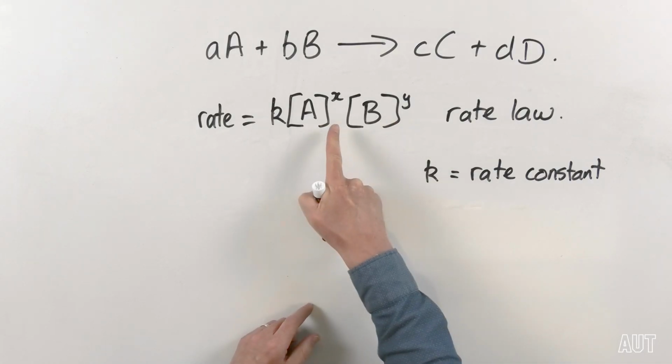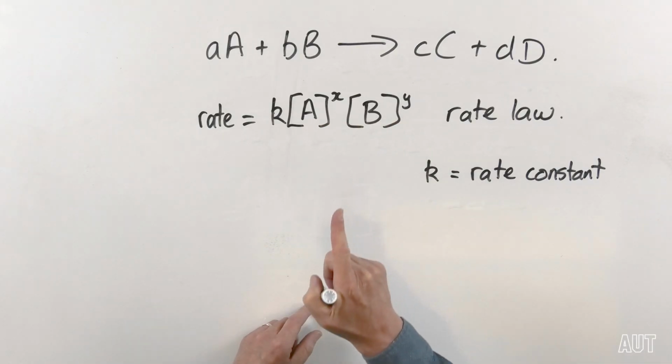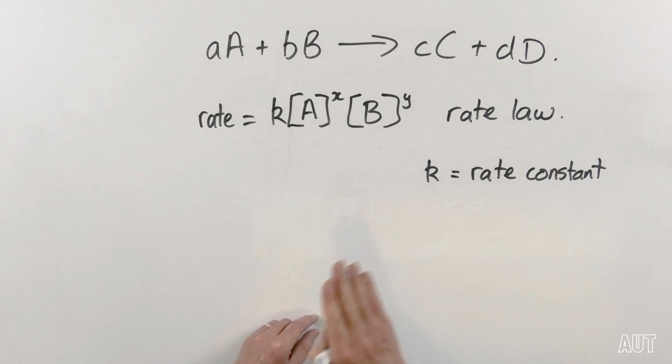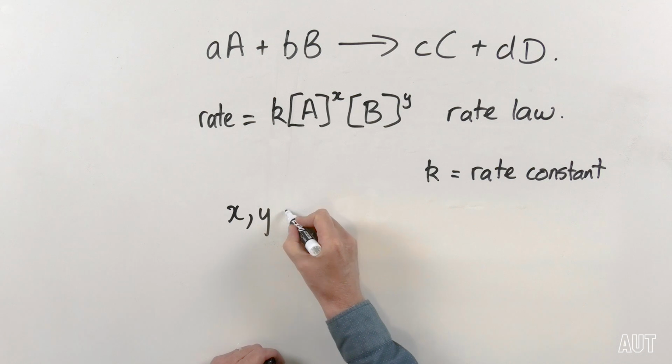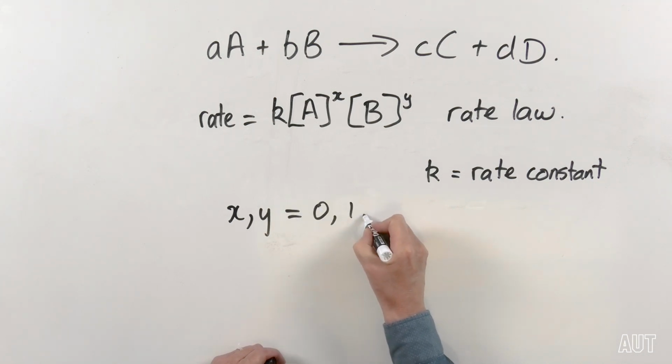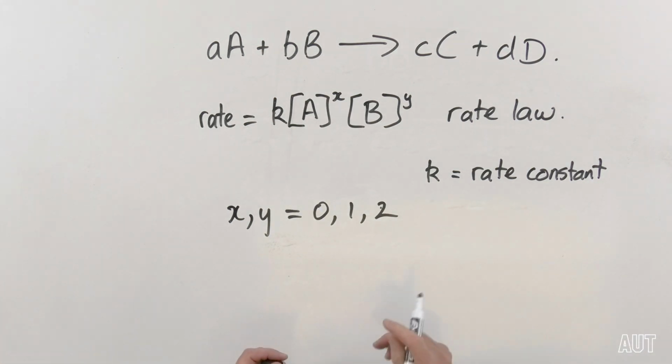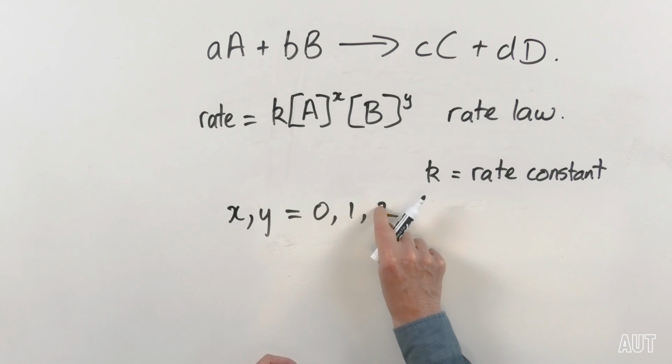Now the beauty of kinetics, and the thing that makes it a lot simpler than it actually looks, is the fact that x and y, these orders, are very, very often, almost exclusively, equal to 0, 1, or 2. That's basically it. Small positive integers.